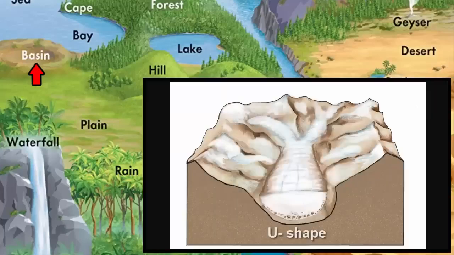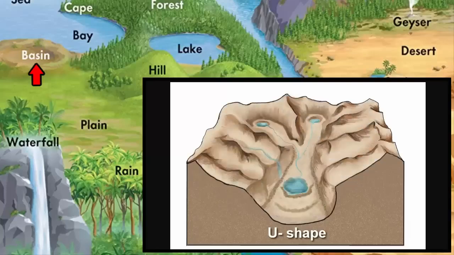Glacier movement carves the land, creating a low ground or depression. As a result, you have an area of land which is lower compared to its surrounding. And this is exactly called a basin.